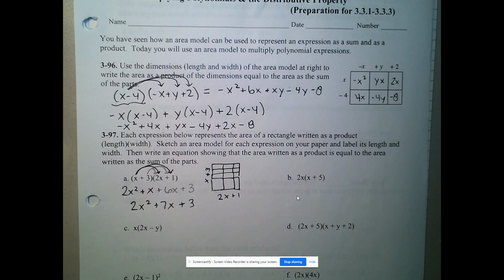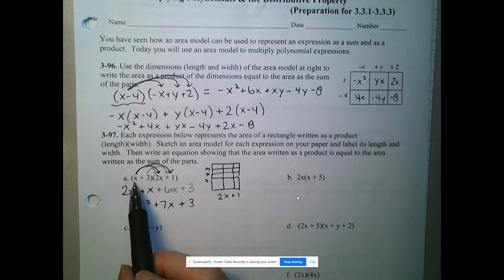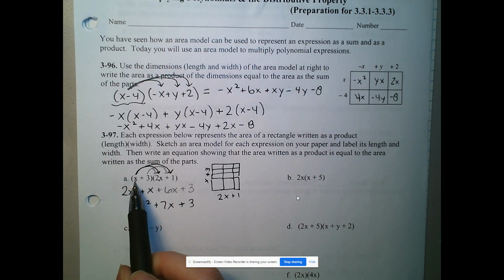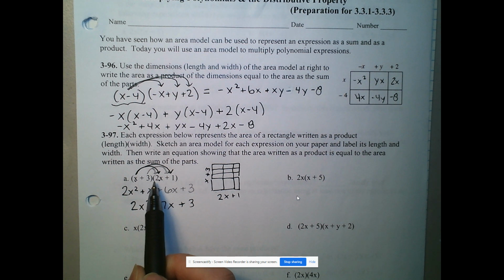Now, you will often hear your parents, if they ever did this in high school, call this the FOIL method. First, outside, inside, last. So you multiply the first pair of terms, the outside, the x and the plus 1, the inside, the 3 and the 2x, and then the last, the 3 and the 1. And that's actually the same order that I did them in. I definitely learned FOIL when I was a kid, and you can follow that.